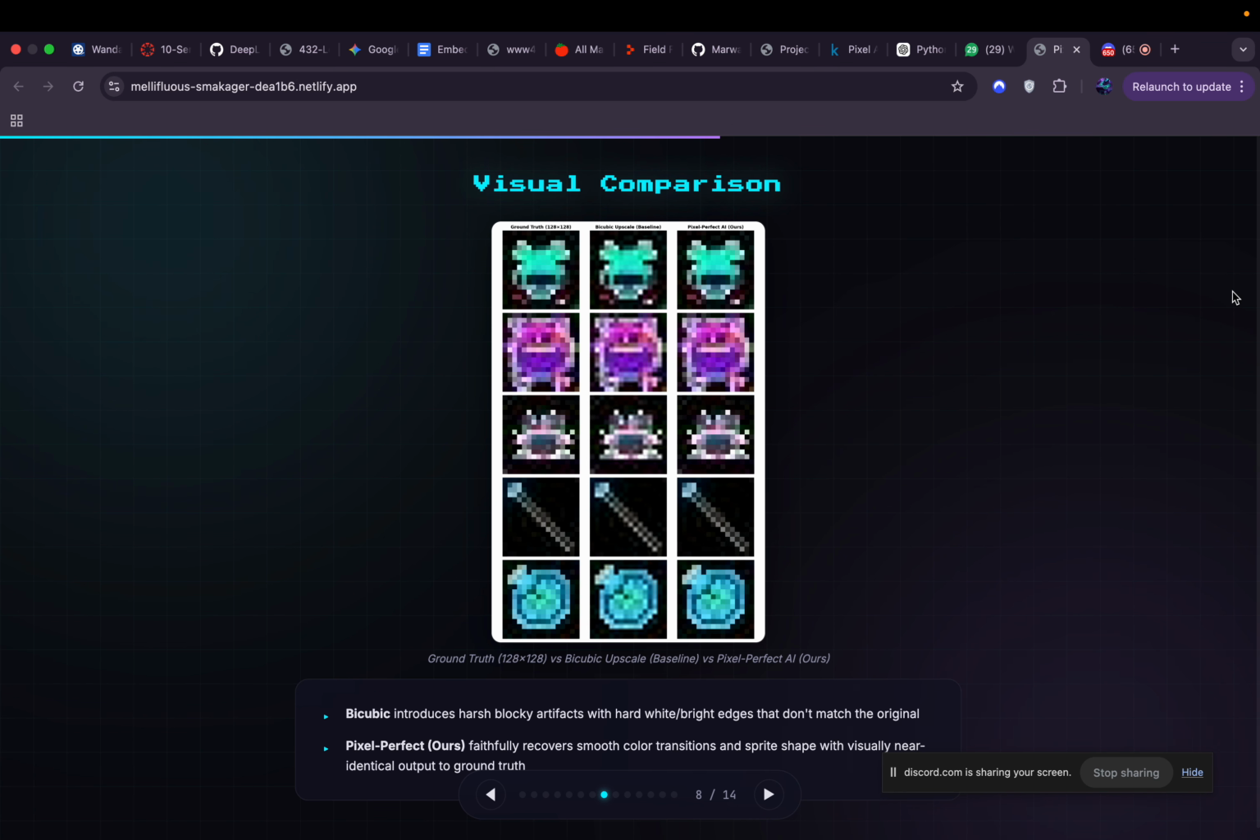For a visual comparison, here's a side-by-side comparison. The left column shows the ground truth at 128 by 128. The middle shows the bicubic upscale, our baseline, and the right shows our pixel perfect model's output. Notice how the bicubic baseline produces harsh, blocky artifacts with exaggerated white edges and smears that do not exist in the original. Our model, on the other hand, produces an output that's visually near identical to the ground truth, which is what we aim at. It faithfully recovers the color transition and sprite shapes. Next.